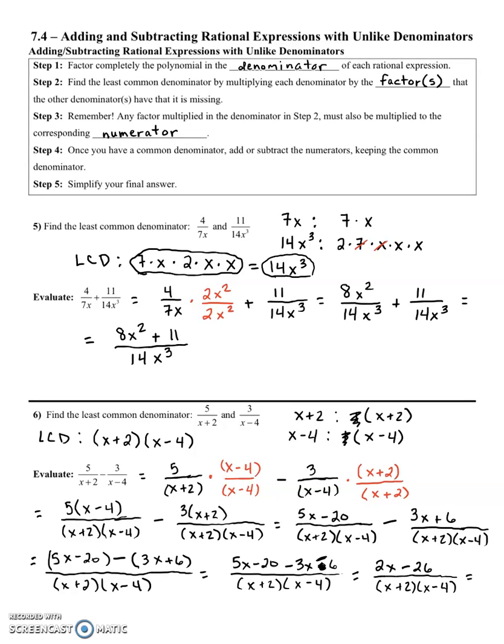Now, we need to make sure that nothing can cancel between numerators and denominators. So let's see if we can factor a common factor out of 2x minus 26. Well, we can take out a 2, which leaves us with x minus 13 all over x plus 2 times x minus 4. And as you can see, nothing cancels, so that's our final answer.